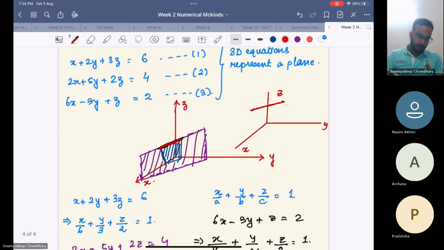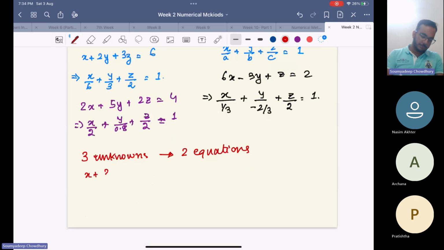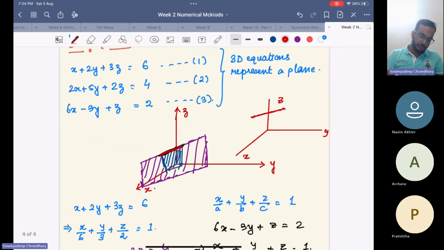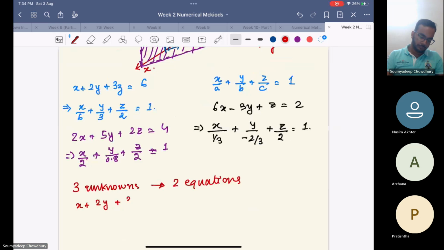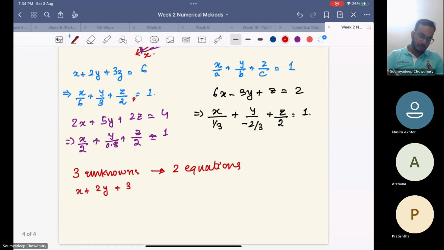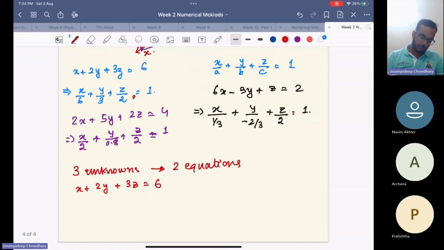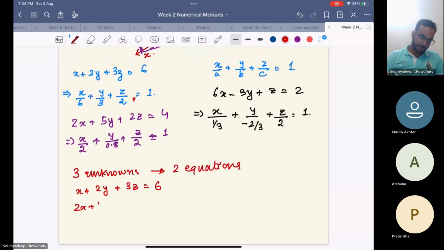So I'll show this to you. Suppose x plus 2y plus 3z equal to 6, and 2x plus 5y plus 2z equal to 4. If I solve these two equations, what will I get? I'll get a straight line. I'll just solve these two equations and show you, so that will be more convenient, I think. This is 1.